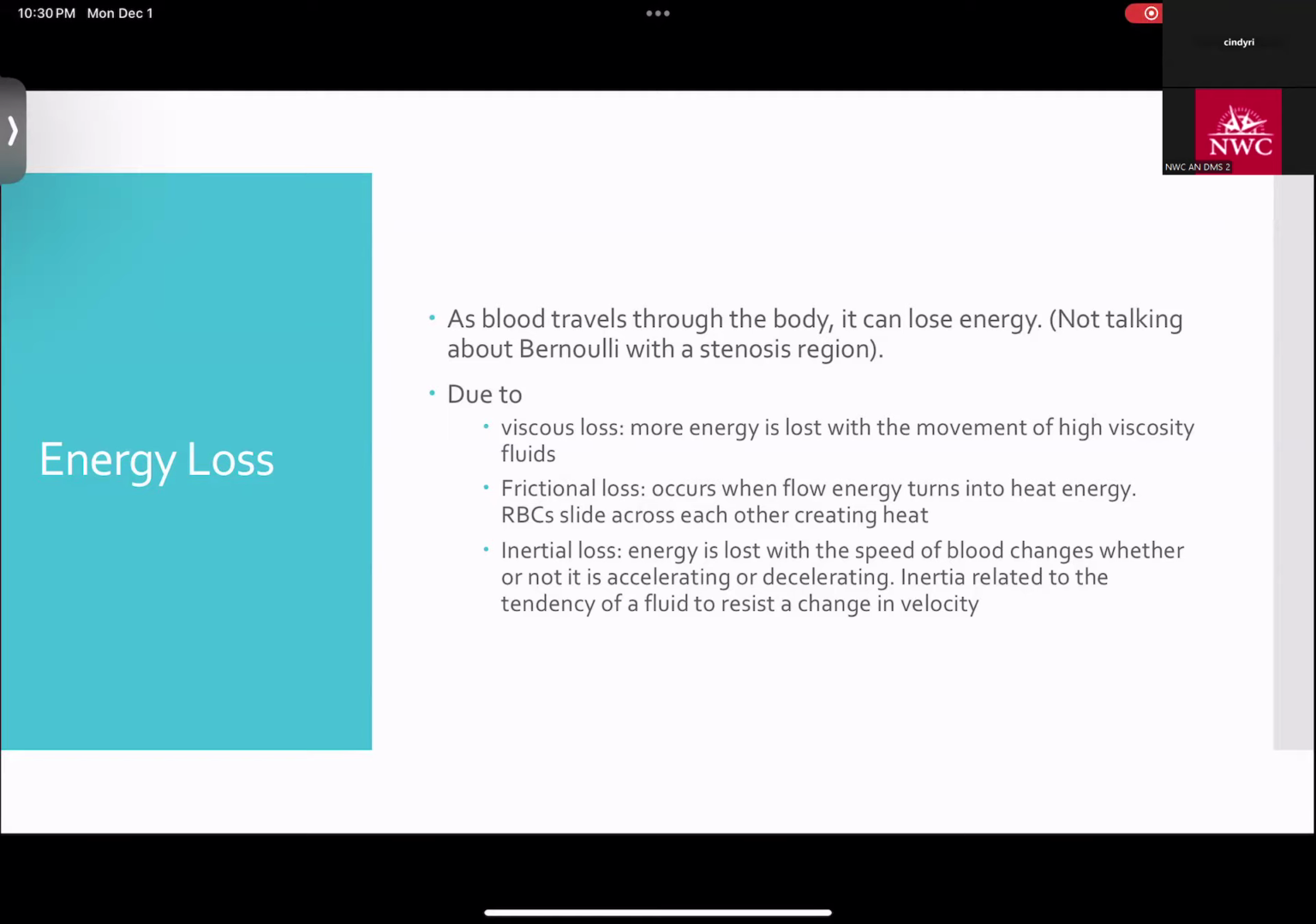However, the energy will change. It changes, but it remains constant. It doesn't go away, right? We don't lose energy, it just changes. However, what your book doesn't focus as much on is what happens if your test does ask you specifically about the loss of energy. It says as blood travels through the body, it can lose energy.